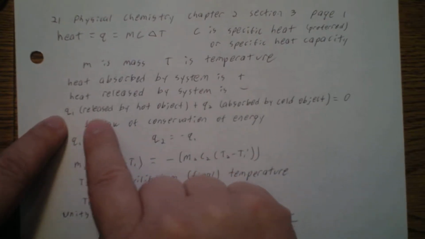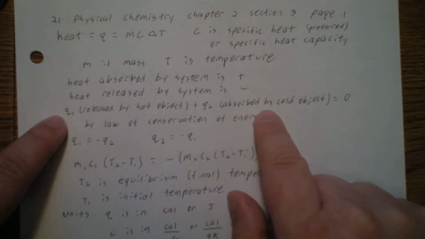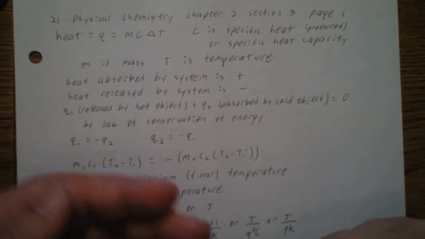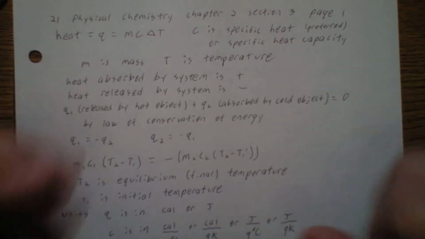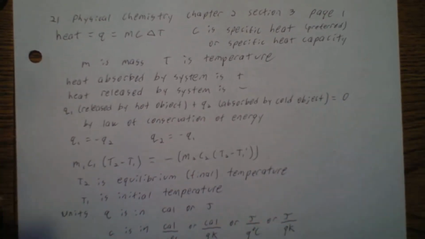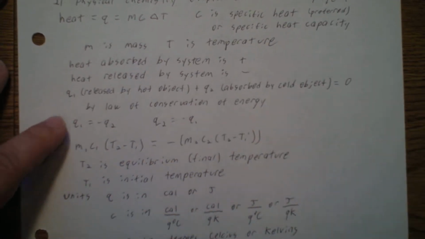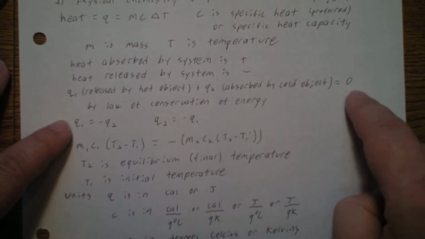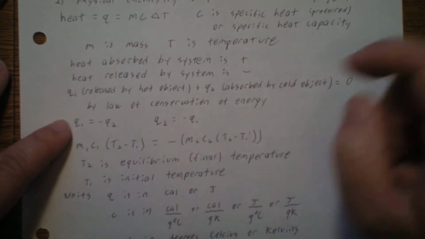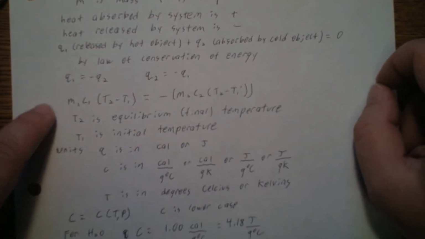Now Q1, released by the hot object, plus Q2, the energy absorbed by the cold object, is equal to 0. So whatever energy, heat, in a heat transfer, whatever heat is coming this way gets here. It doesn't just disappear or anything. So that's the law of conservation of energy. So if we have Q1 plus Q2 equals 0, then Q1 equals minus Q2, or Q2 equals minus Q1. And remember, Q is the symbol for heat.